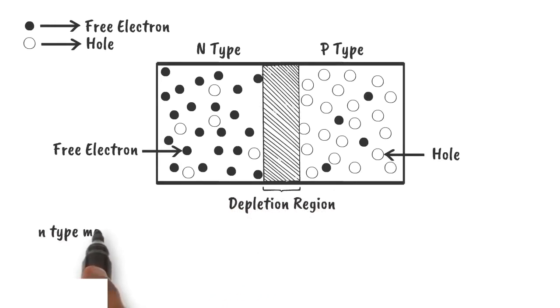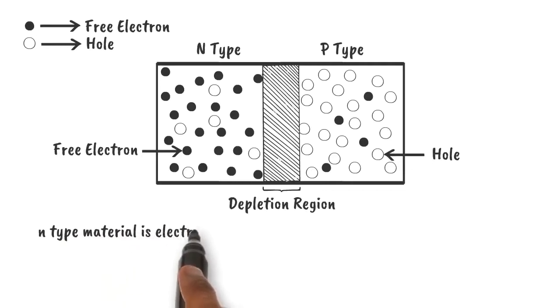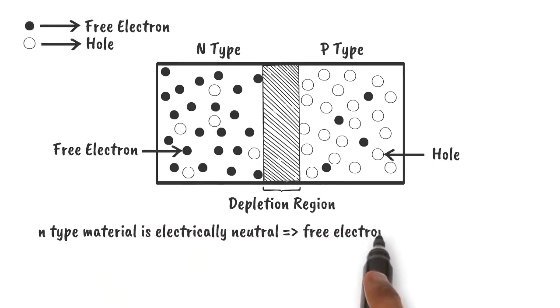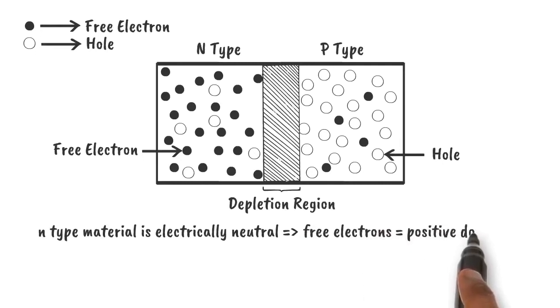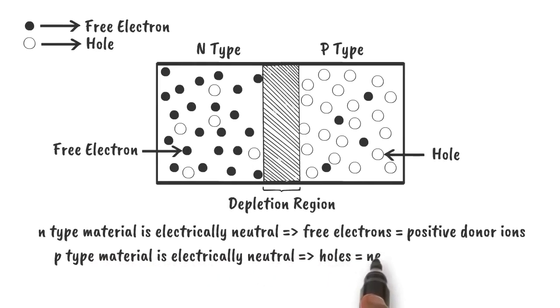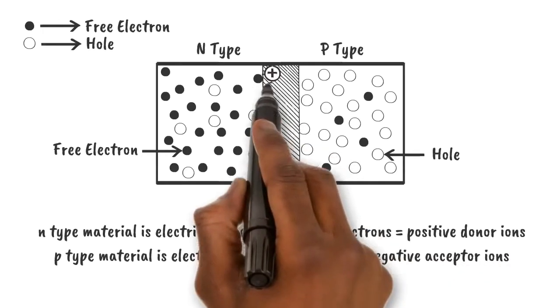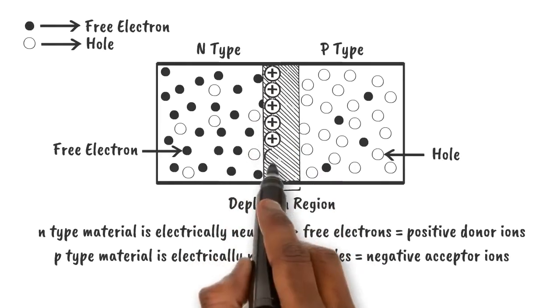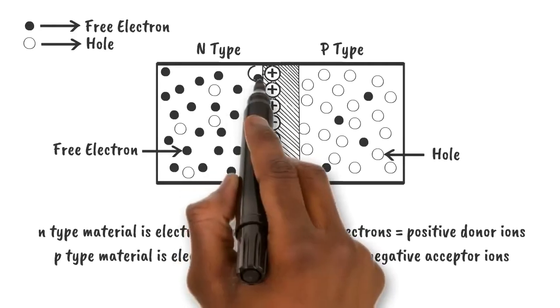We know that an N-type material is electrically neutral because the number of free electrons and positive donor ions are the same in an isolated N-type material. Similarly, a P-type material is electrically neutral because the number of holes and negative acceptor ions are the same in an isolated P-type material. After absorption of free electrons on the N-type side of the depletion region, uncovered positive donor ions will remain there.